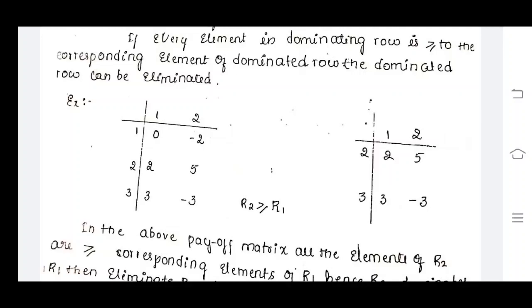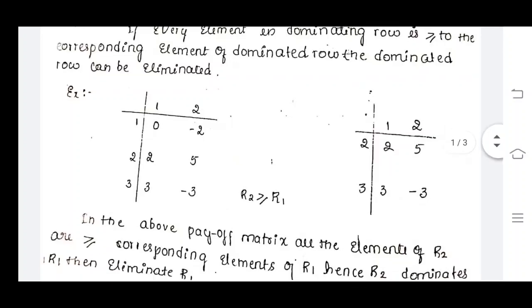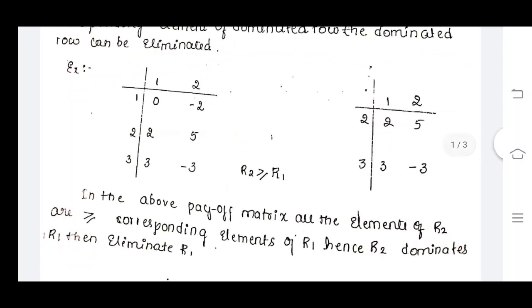If you look over all the rows, just compare the elements in each of the rows with the other row and check whether the condition is satisfied or not. I have taken the first and the second row. The element in the first row is 0, and if we compare this element with the second row element, 0 is greater than or equal to 2. It is not possible. Minus 2 is greater than or equal to 5. No, it is not possible.